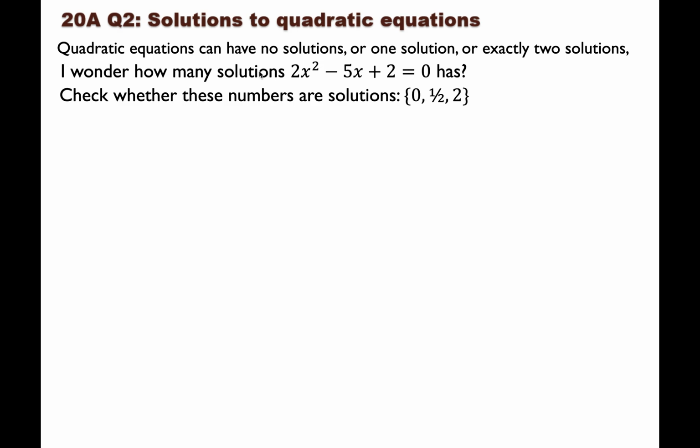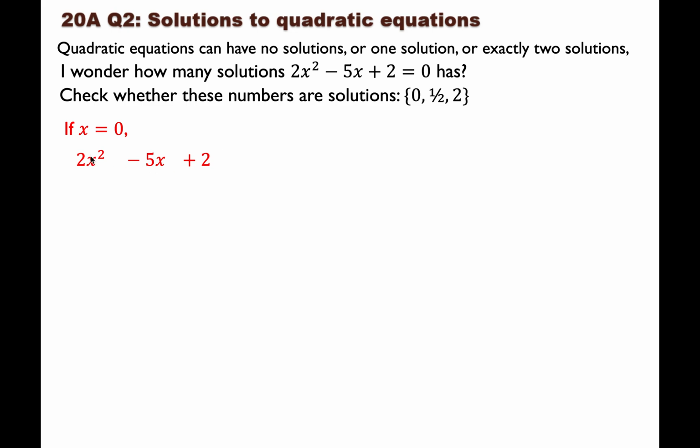I wonder how many solutions this quadratic equation has. Solving it is something we'll leave for next time, but at least we can check if a number is a solution. Let's check if x equals 0 is a solution. Let's imagine a world where x equals 0, and we'll figure out what the left-hand side is. If x is 0, then 2x squared minus 5x plus 2.